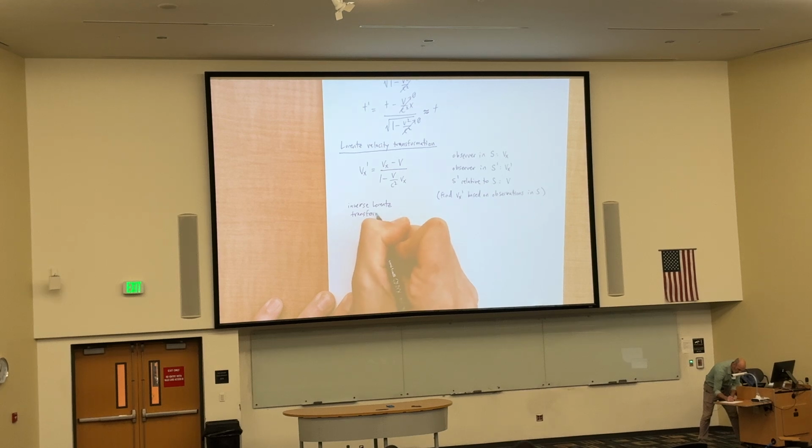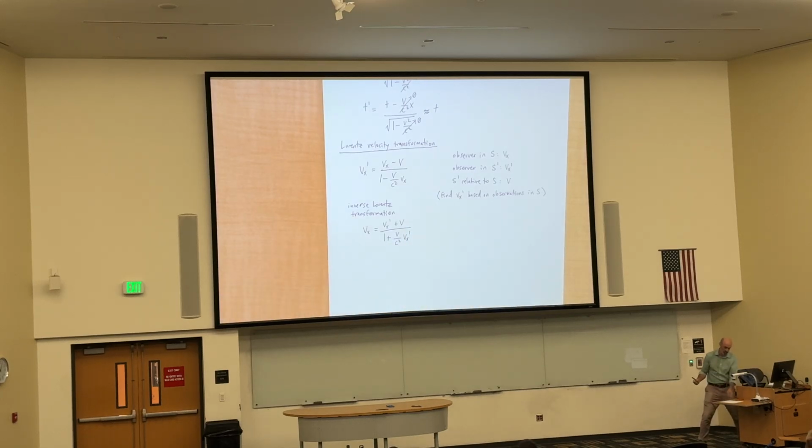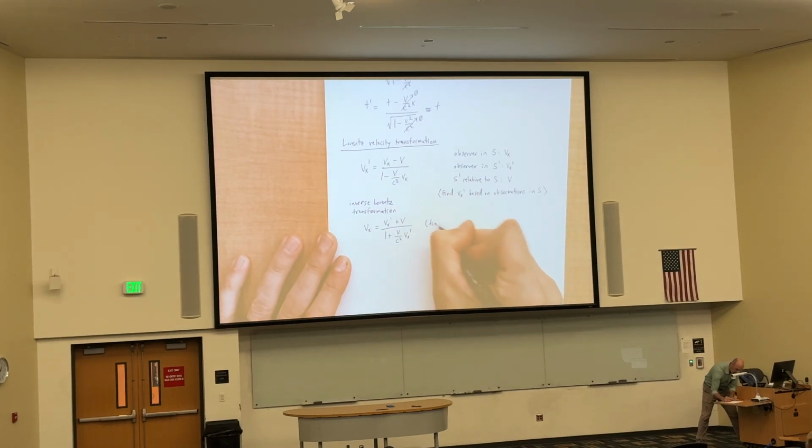Lorentz transformation. And that's if you're in S prime and you want to find the velocity of something in S. And so that is Vx is equal to Vx prime plus V, divided by 1 plus V over C squared Vx prime. So it's a very similar expression to what we had up above, but the subtraction becomes addition. And this one is finding Vx based on observations in S prime.